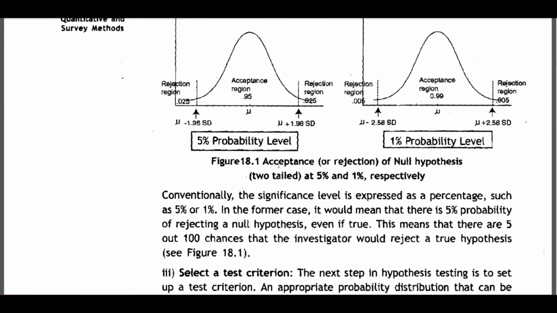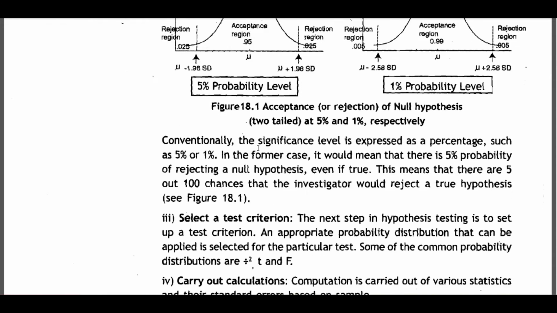Figure 18.1: Acceptance or rejection of null hypothesis, two-tailed, at 5% and 1% respectively. This is the graph, showing the rejection regions and the acceptance region. This is the 0.95, that is 95 percent, acceptance region, where the critical value is 2.58 on the plus side and 2.58 on the minus side. This is the 1% probability level. Here is the 5% probability level.